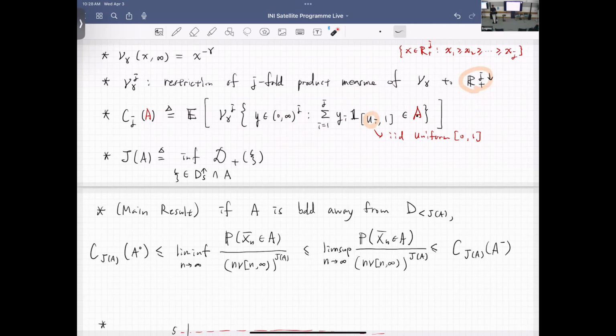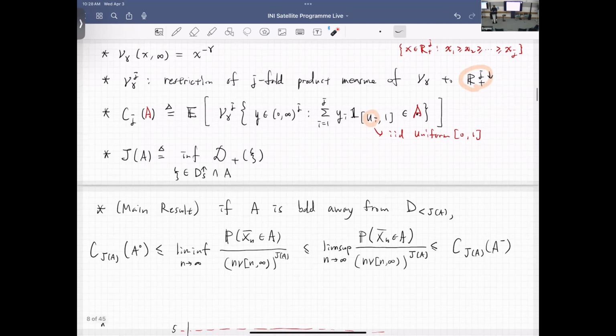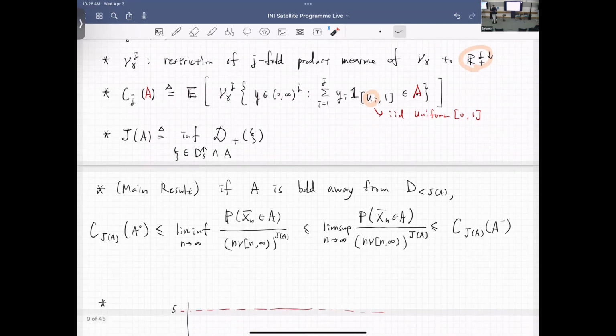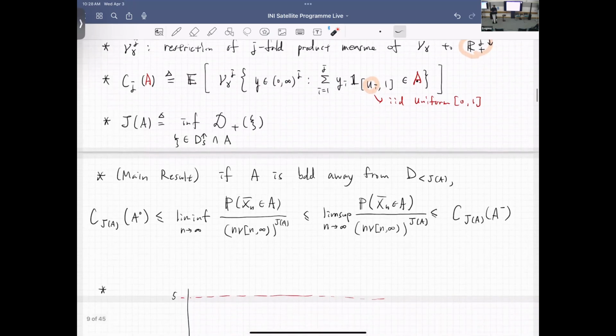Do you really need to order the sizes of the jumps? What's going wrong if you don't order them? If you don't order them, you can just divide by n factorial, but nothing else. It's just a symmetry.